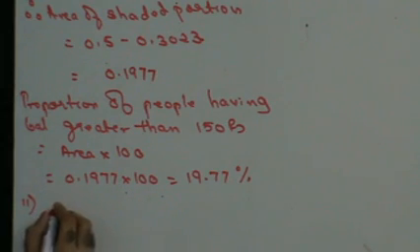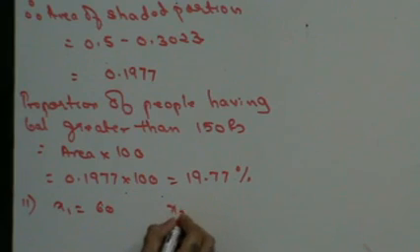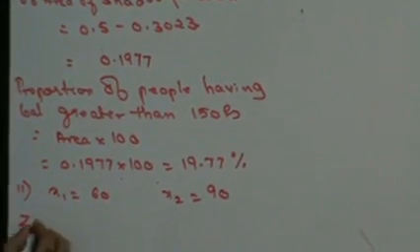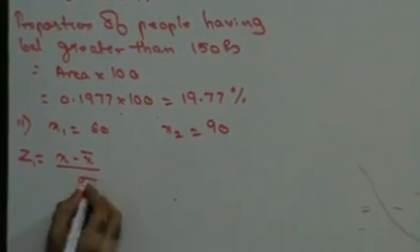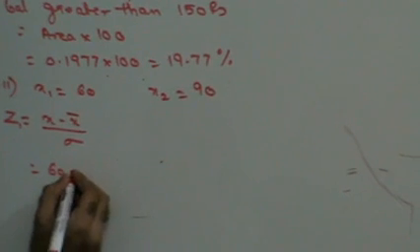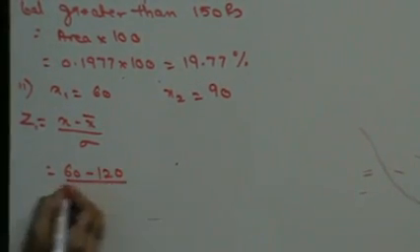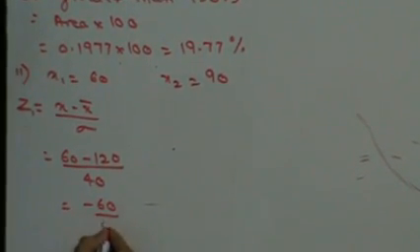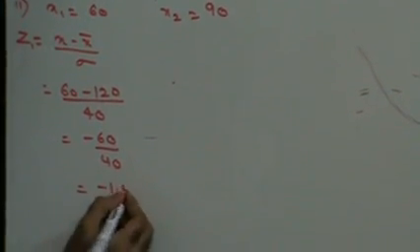Between 60 and 90. So I can say that x1 is 60 and x2 is 90. For which I can find z1 to be (x minus x bar) upon standard deviation. That is 60 minus x bar. X bar we know is 120, divided by standard deviation, that is 40. Minus 60 upon 40 is minus 3 upon 2, that is minus 1.5.